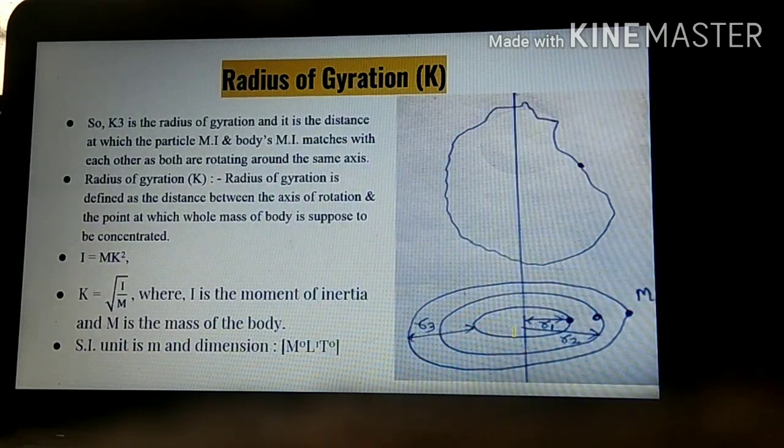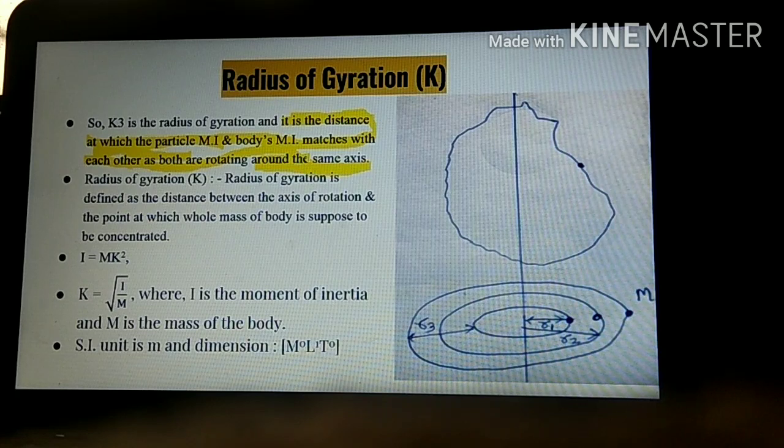What is this distance called? Radius of gyration. So K3 is the radius of gyration. It is a distance at which the particle's moment of inertia and the body's moment of inertia match with each other.